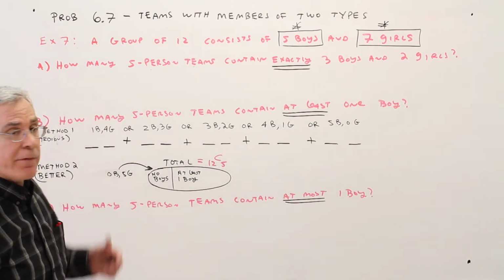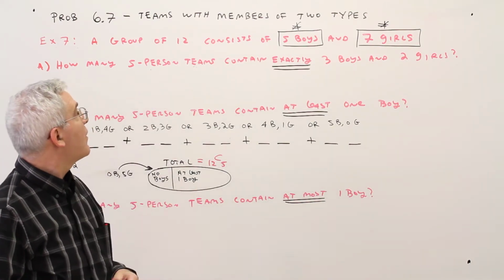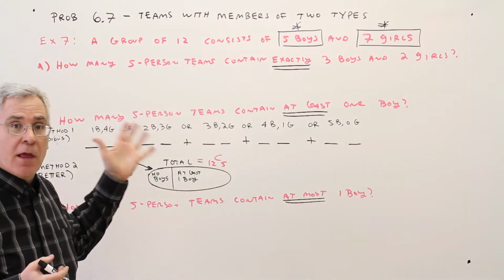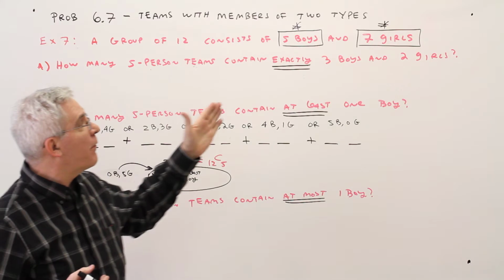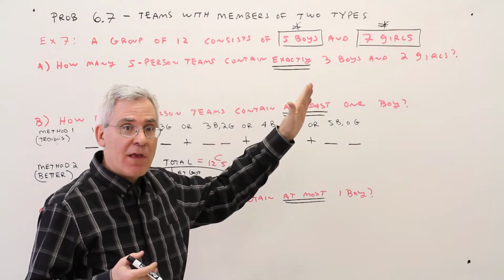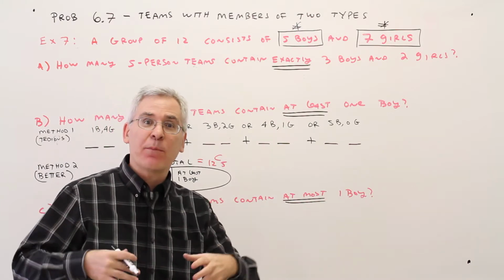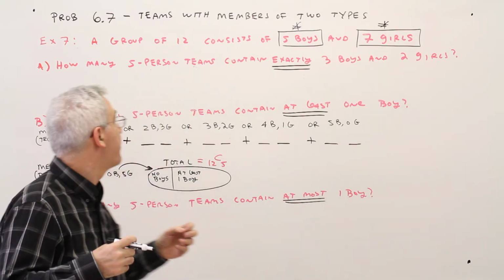Welcome to Probability Video 6.7, teams with members of two types. Here's example 7. A group of 12 consists of 5 boys and 7 girls. So those are the two types. I put boxes and stars by them. Those are the important things of the problem.